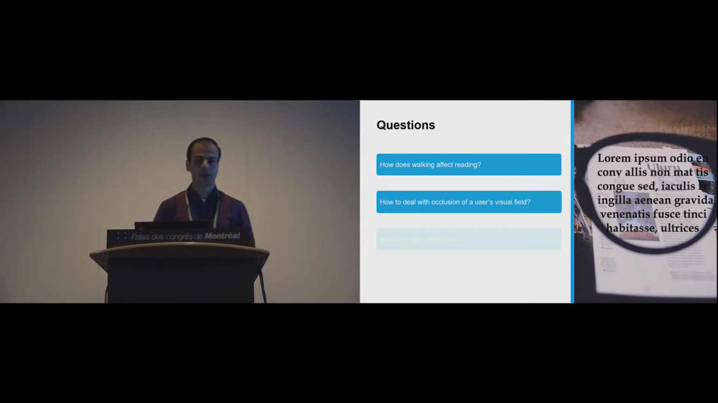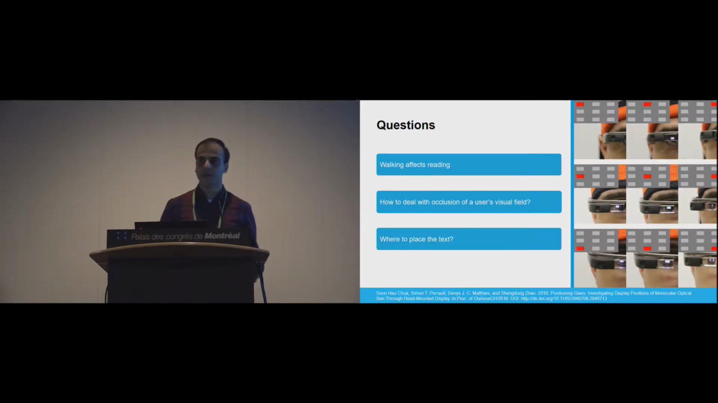The next question is how to deal with occlusion. If you want to present text on smart glasses while walking, we don't want to completely occlude the visual field of the user, but want to show it in some part of the display, and it's better to use presentation types that present the text only in chunks. And if we want to present a chunk of information, it's unclear where to place the text, so that's the third question to be answered.